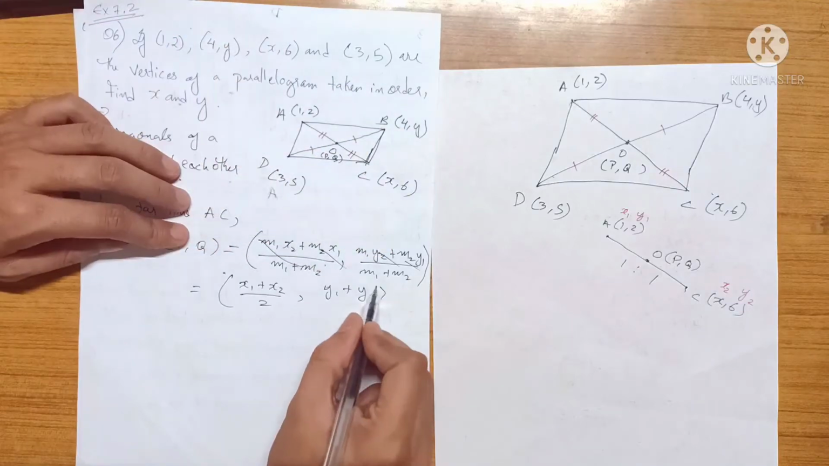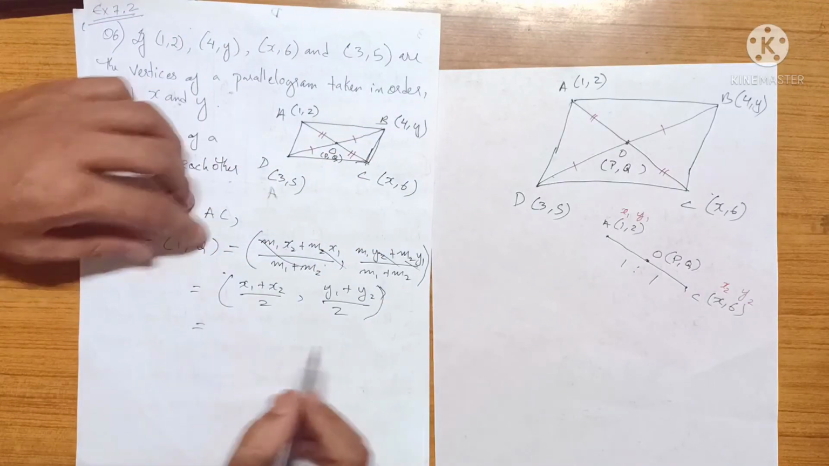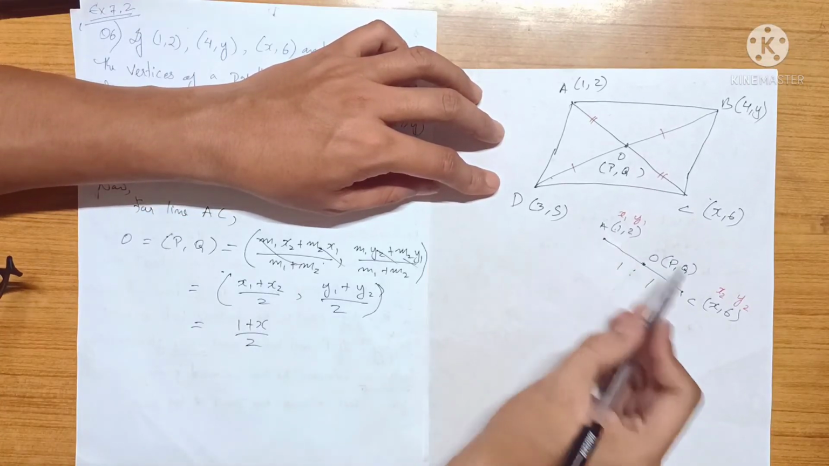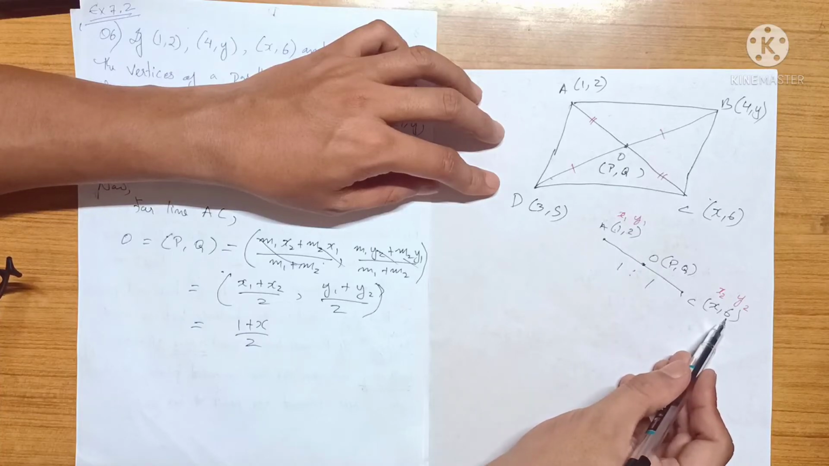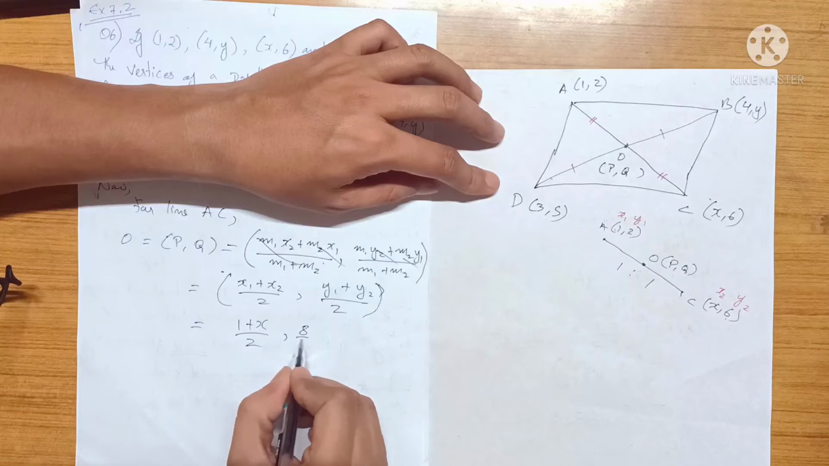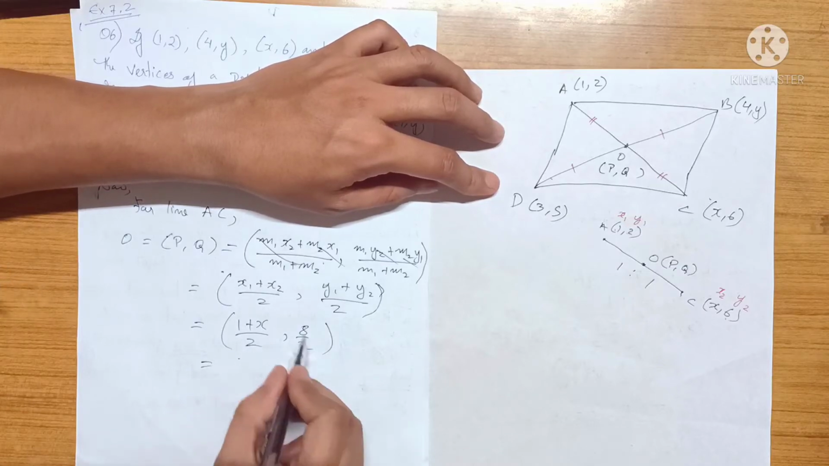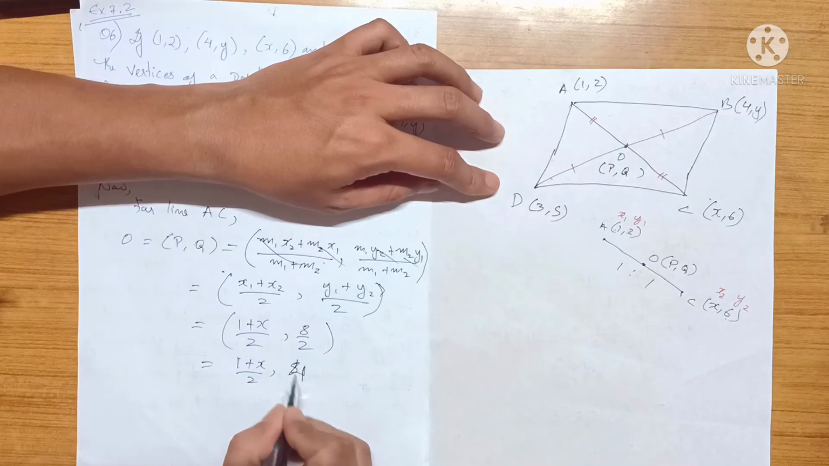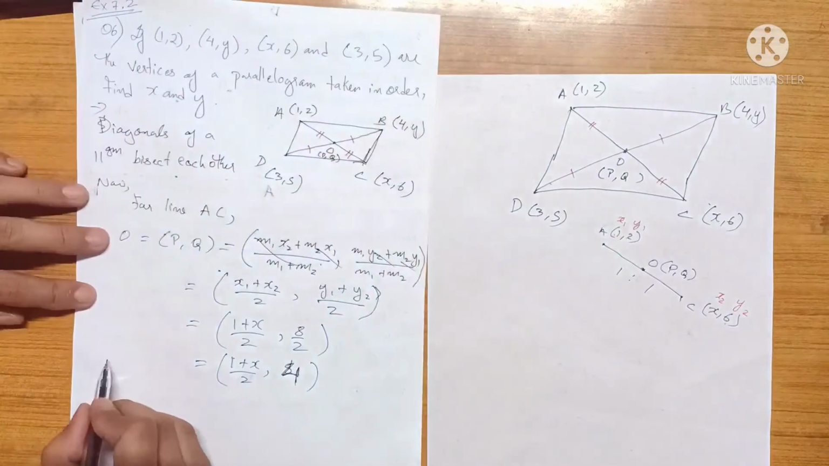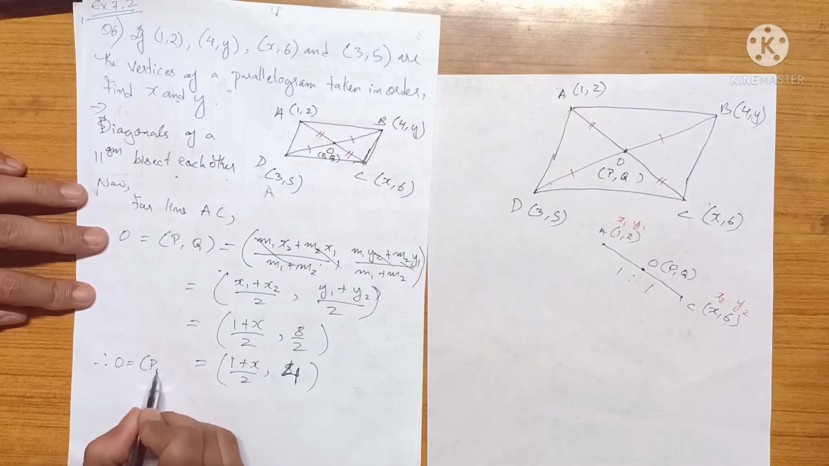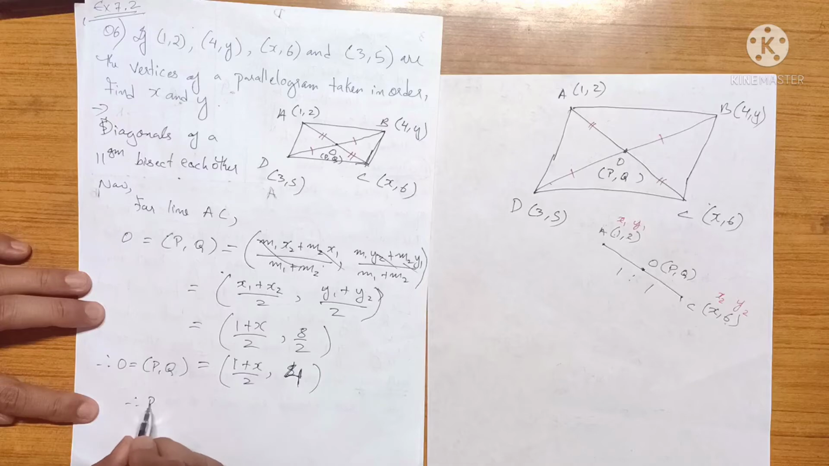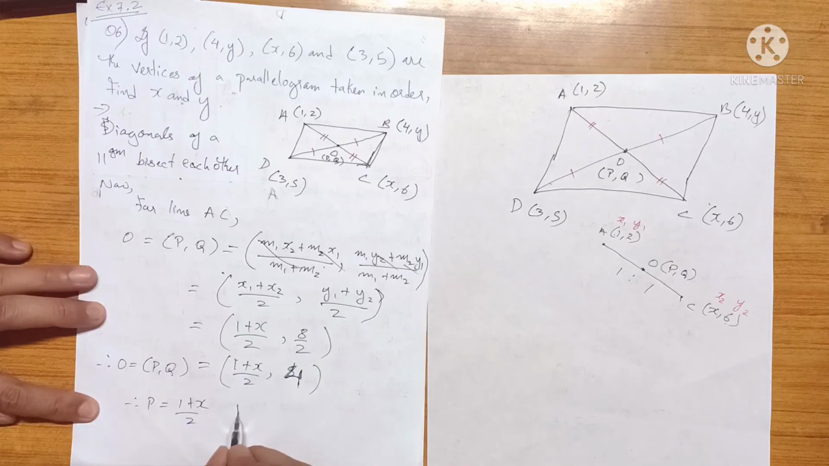You can use this also, but it's easier. So x1 plus x2 is 1 plus x by 2, and y1 plus y2 is 6 plus 2, which is 8 by 2. Or we can simplify this one. We cannot do anything here, so I'll just keep it like this. If I cut this, you'll get 4. So O equal to PQ equal to this. Therefore, P is equal to 1 plus x by 2 and Q is equal to 4. Let's keep this as equation 1.